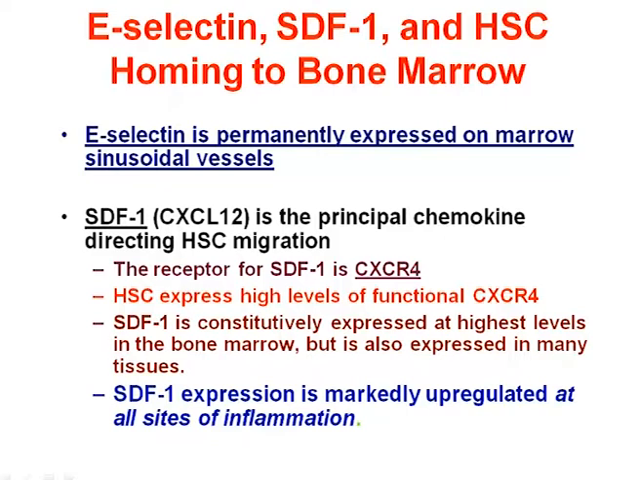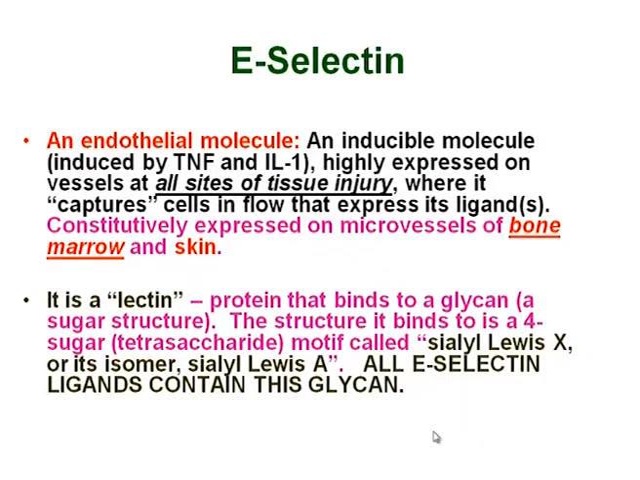Importantly, however, SDF1 expression is markedly upregulated at all sites of inflammation. So though it is permanently expressed in the marrow, it is upregulated in all tissue beds at all sites of inflammation. And also E-selectin is upregulated at all sites of inflammation. So right there you can see where a molecular drill played out in the marrow would be important to driving cellular trafficking to sites of inflammation.